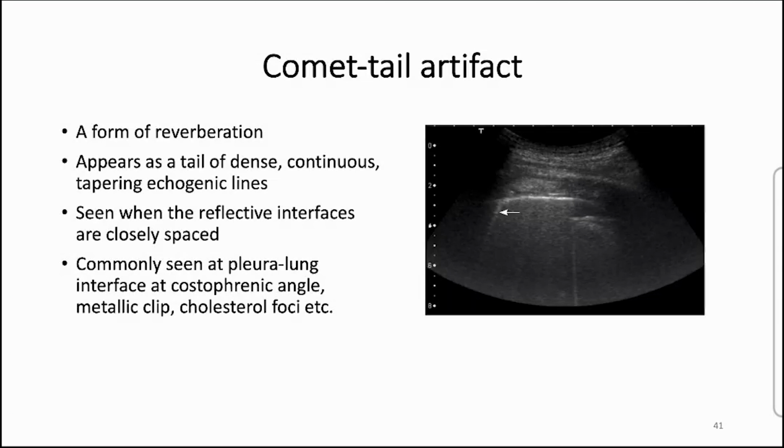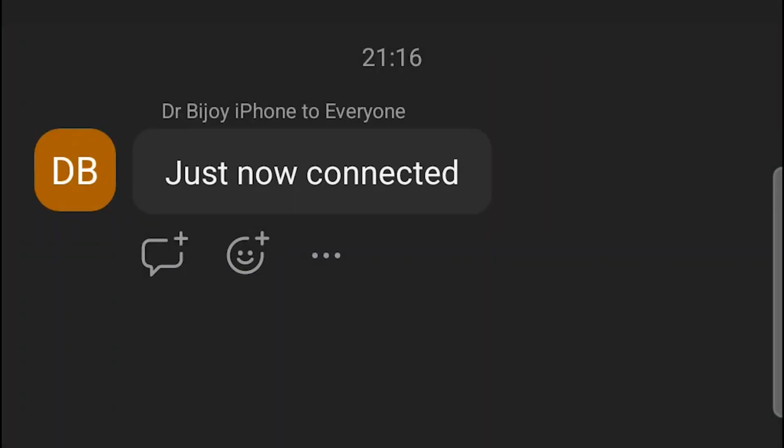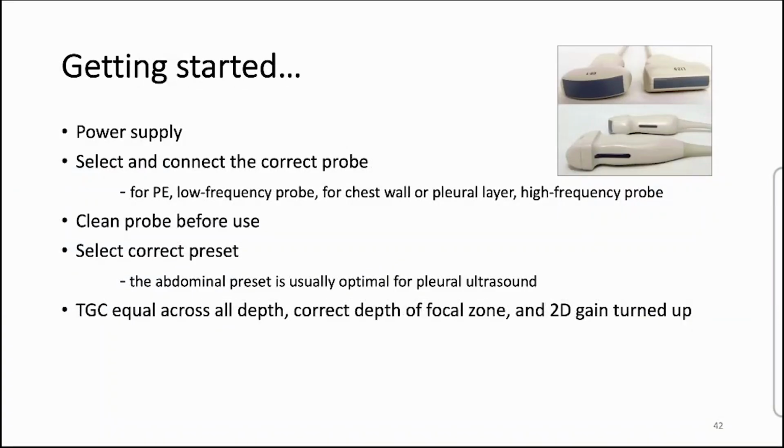So these are the physics of sound waves and the common artifacts so far. Now let's start with the machine. First, check the power supply of the ultrasound room and the ultrasound machine. Then select and connect the correct probe. For the superficial structures, as I have already mentioned, we will use the linear probe. For the deeper structures, we will use the curvilinear probe. Clean the probe before using. If there is any chance of contamination, you can cover the tip of the probe with any covering like hand gloves or plastic.